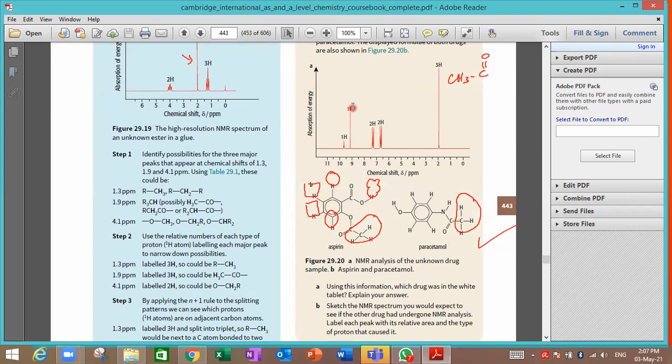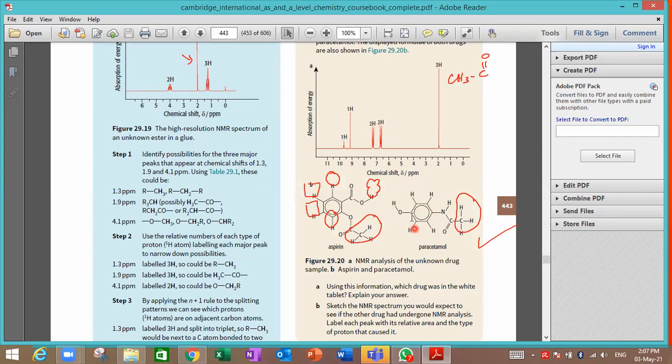Okay. Understand, Lara, or shall I repeat it? Miss, I don't get the part of why it's 2H on the double peak, the doublet. Why is it a doublet? No, Miss, why is it written 2H on it? Why is it written 2H?